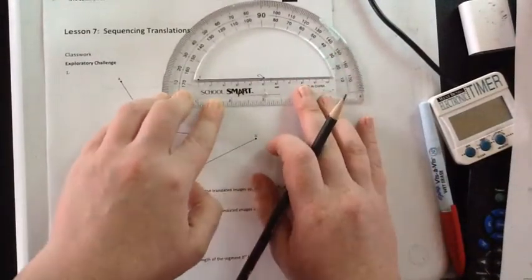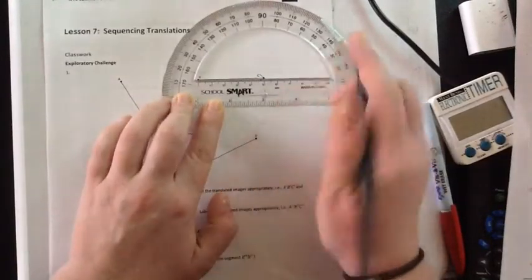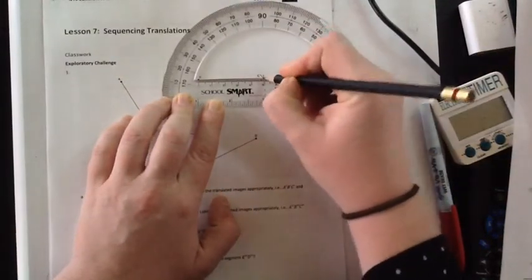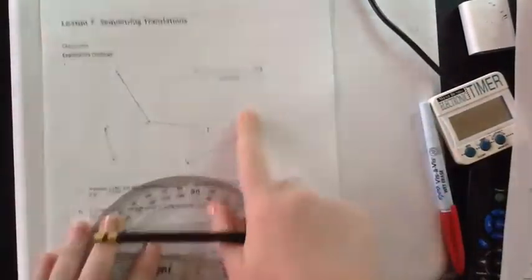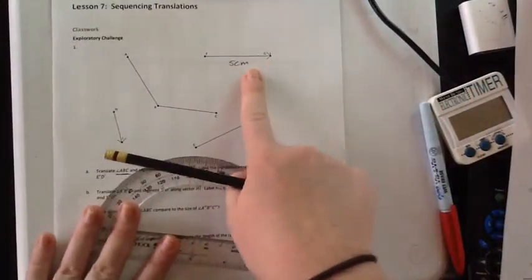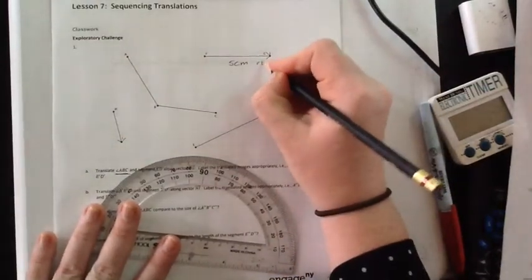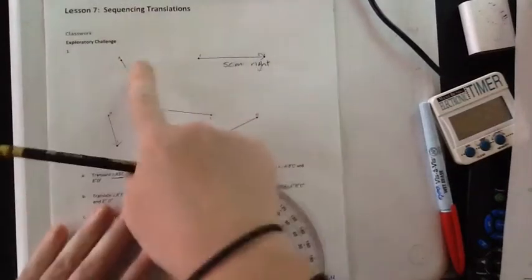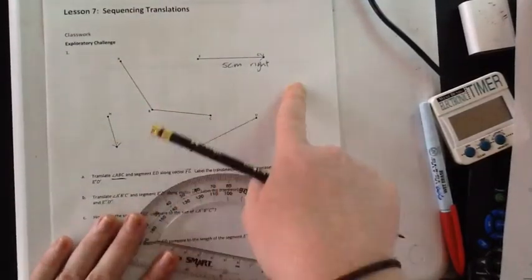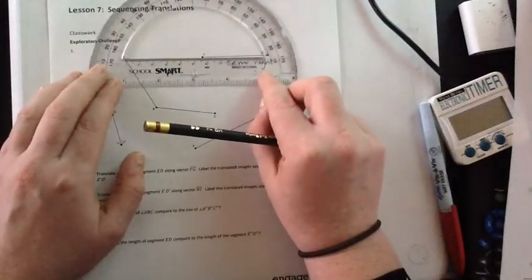This is all in centimeters. So you're gonna measure it, and you should see that it is 5 centimeters. And this one is actually straight across the page to the right. This one isn't at an angle. So whenever we move these points, we're going to move every single point 5 centimeters to the right. So I'm going to figure out what 5 centimeters to the right is.